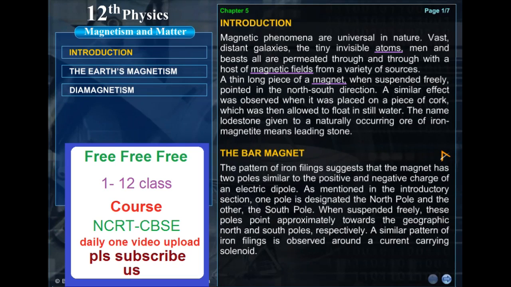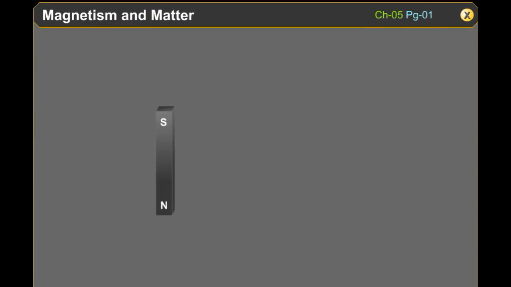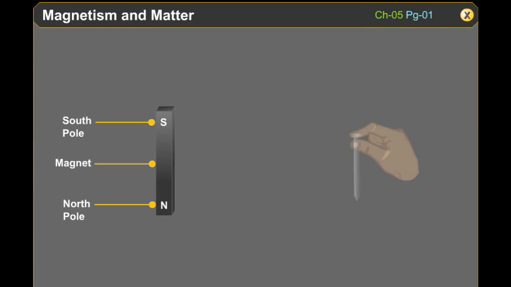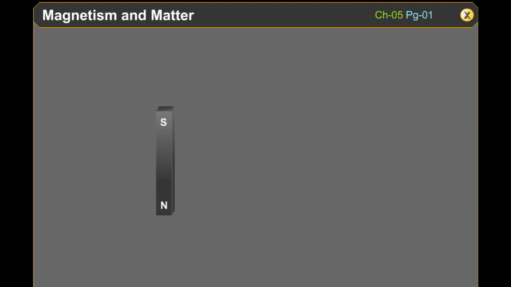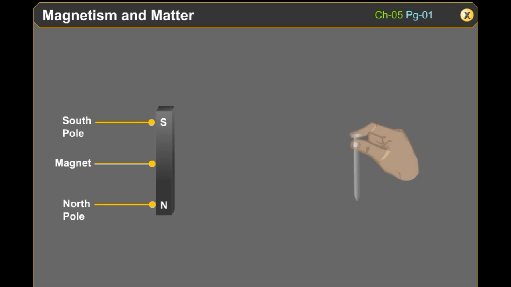The bar magnet. In a bar magnet, there are two poles. One is the north pole and the second is the south pole. All magnets have their own magnetic field. If any iron particles come into that field, the bar magnet will attract them towards itself.